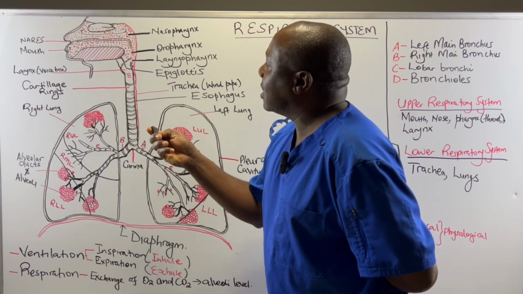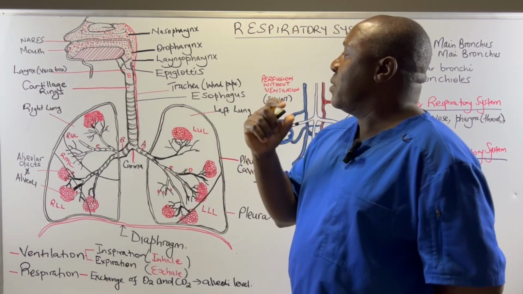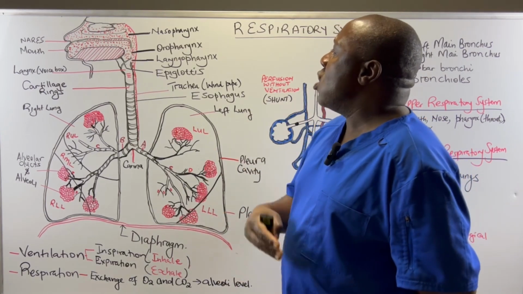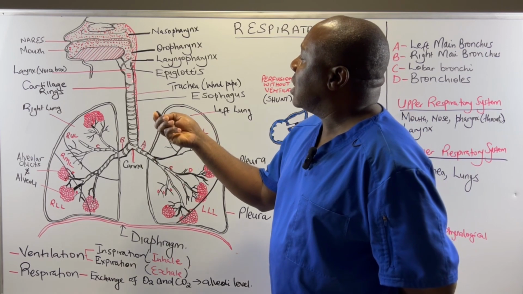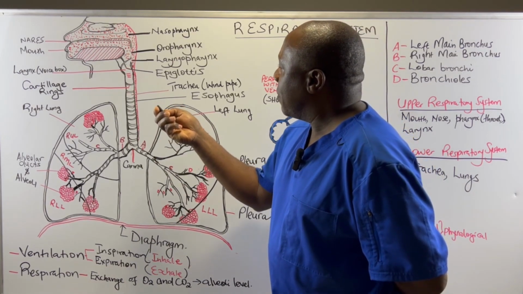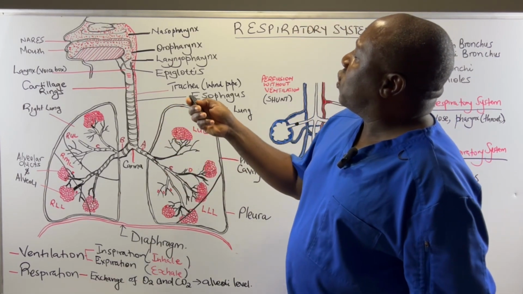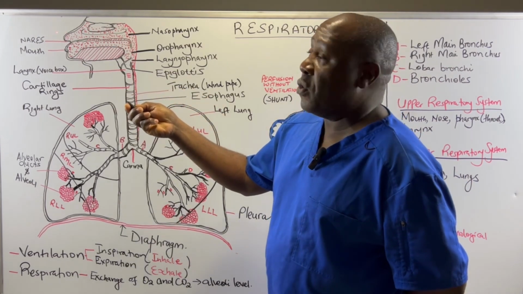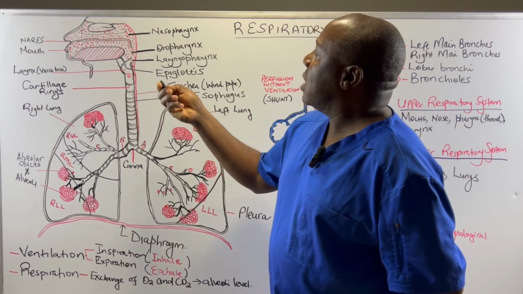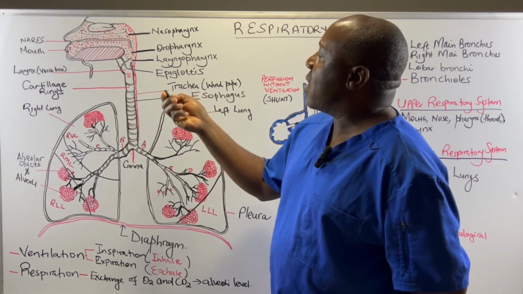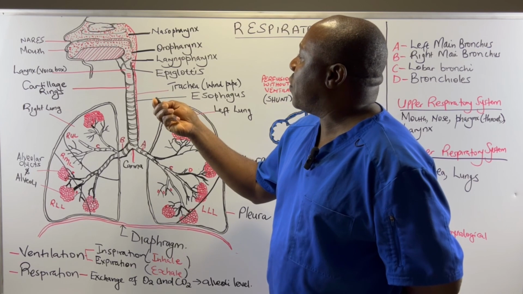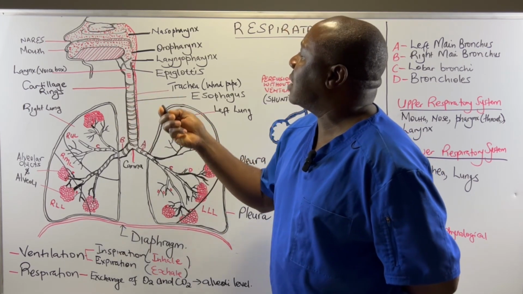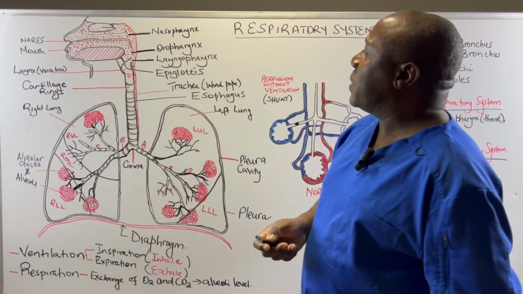So the epiglottis is a very important part that prevents aspiration of food, any object, or even liquids into the windpipe. Now, that is the upper respiratory system: the nares or the nose, the mouth, the nasopharynx, the oropharynx, the laryngopharynx, and the larynx. This is what is referred to as the upper respiratory system.